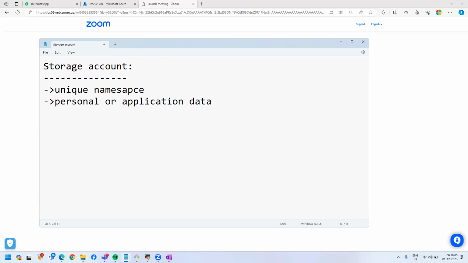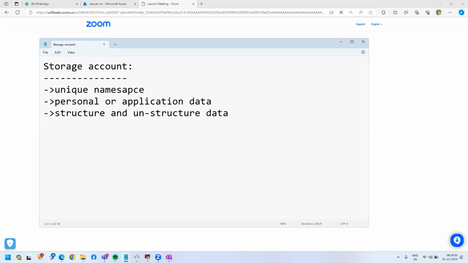Personal or application data. It stores structured and unstructured data. Structured data means which comes under PDF, Excel, Word, PPT, etc. Unstructured data, what does it mean, guys?